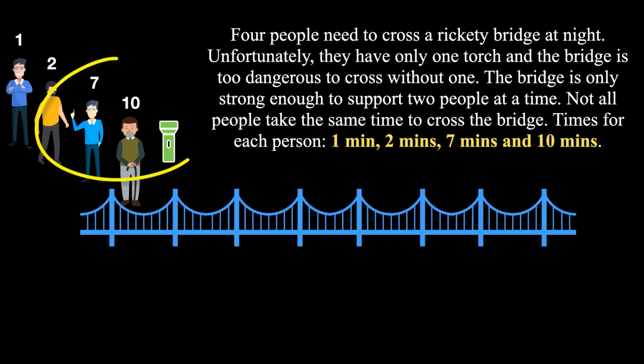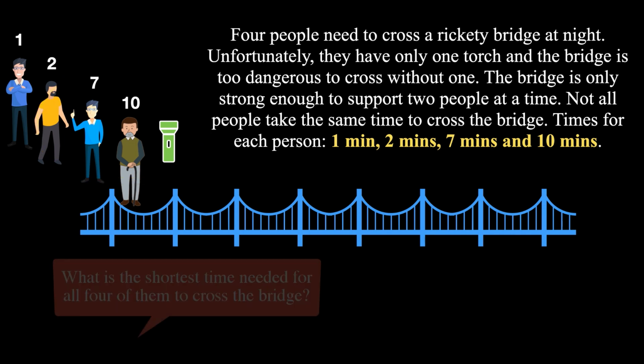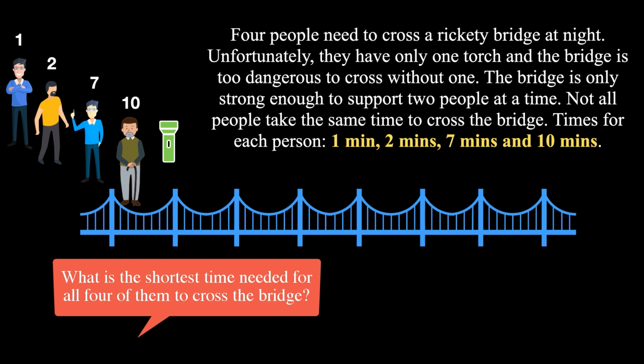For example, if the 2 people with the speeds of 7 and 10 minutes were to cross together, it would take 10 minutes, leaving 17 minutes for one of them to return and get the rest moving. Can you find what is the shortest time needed for all 4 of them to cross the bridge? This is a very famous interview puzzle asked in several job interviews. Feel free to pause the video and give it a try before checking the solution.